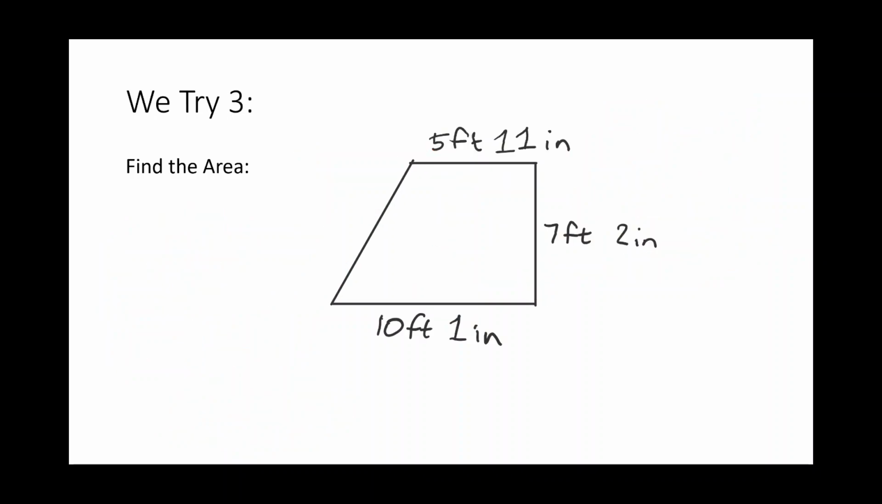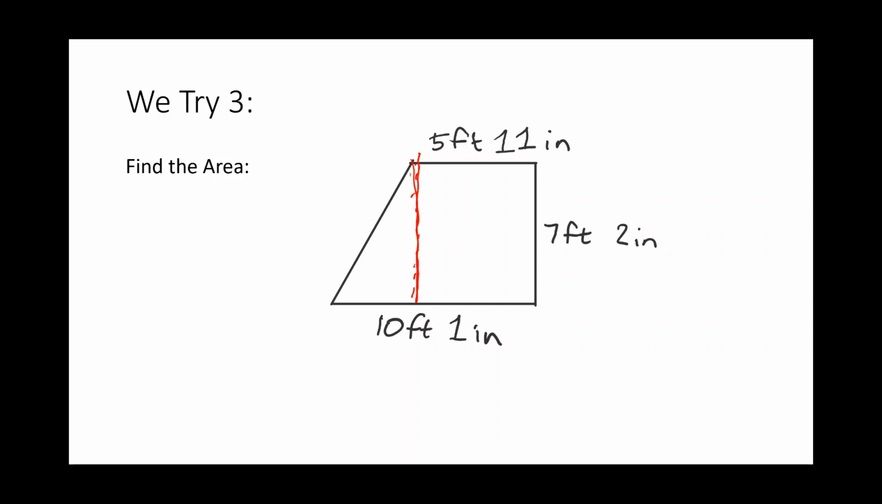Okay, let's try this one together. This is again something we're going to be dividing up. We want to find the area of this, so I'm going to divide it up into two shapes, a rectangle and a triangle. I can see the height of the triangle is 7 feet 2 inches. You know what, let's save ourselves a lot of hassle and just convert everything into inches really quick.